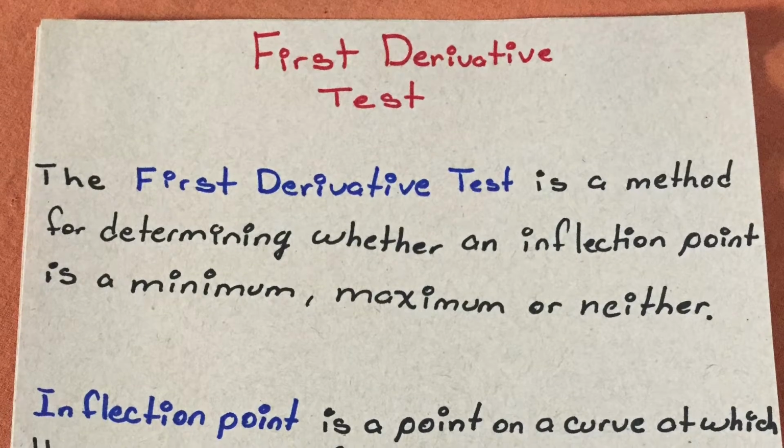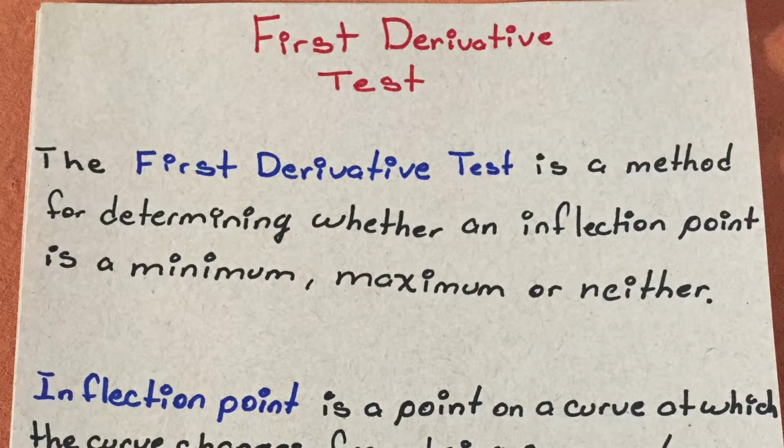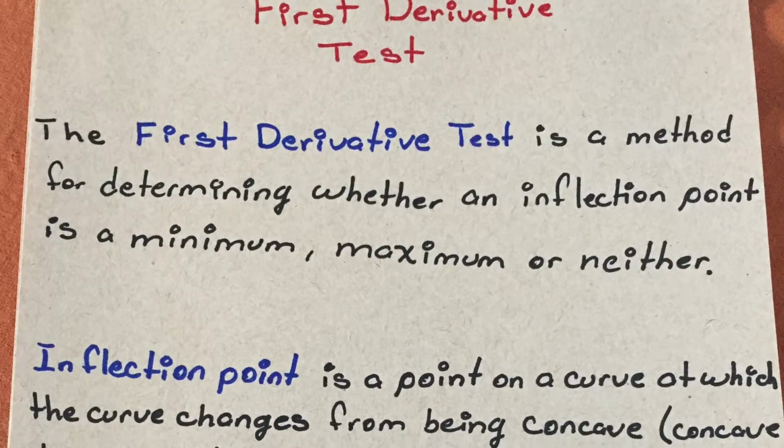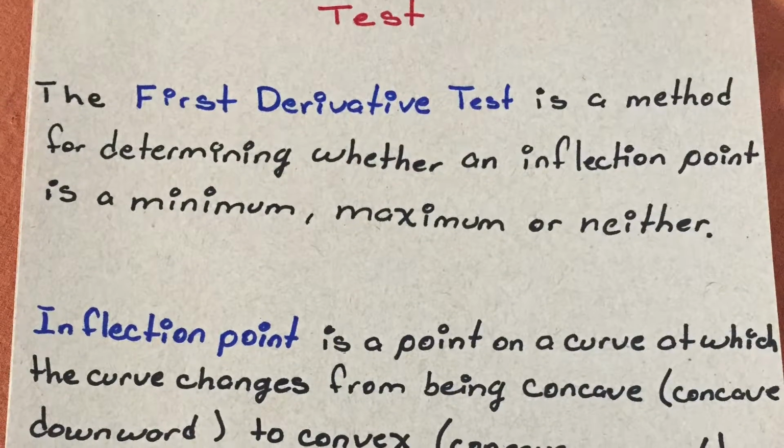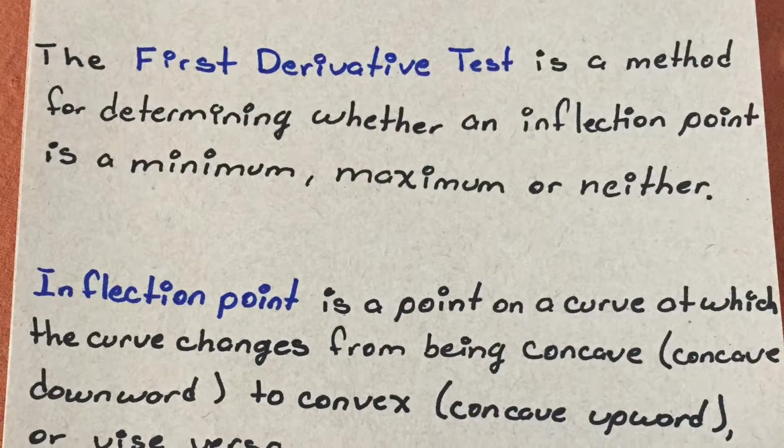Today we're going to talk about the first derivative test. The first derivative test is a method for determining whether an inflection point is a minimum, maximum, or neither.